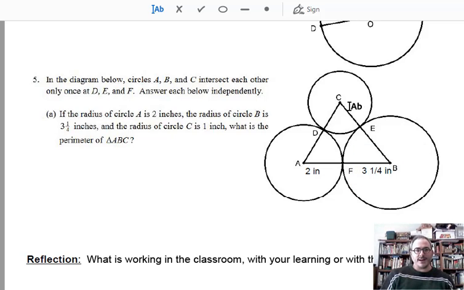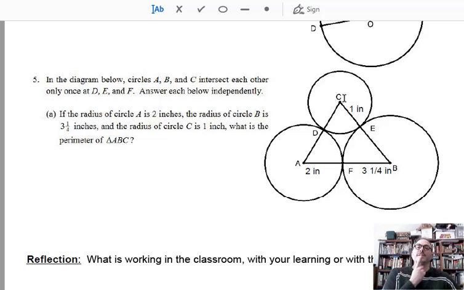And the radius of circle C is 1 inch. I guess that's not too bad. What is the perimeter of A, B, C? How would you solve this?